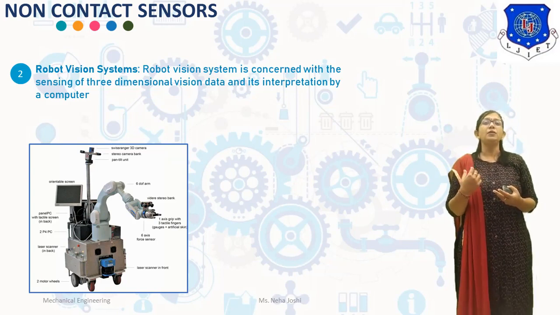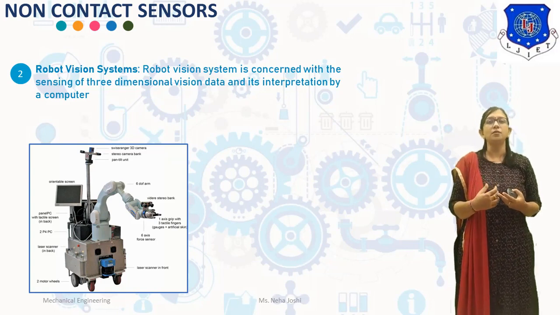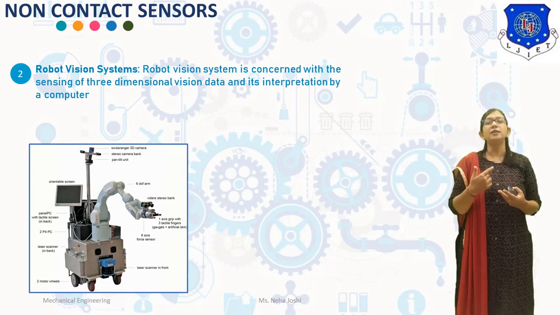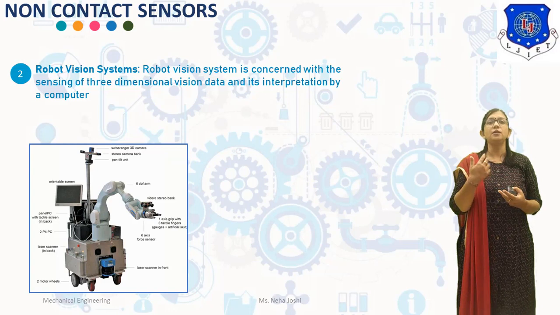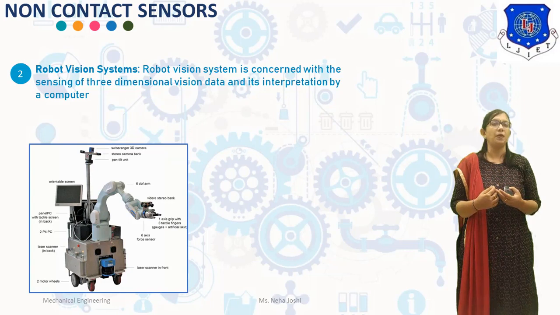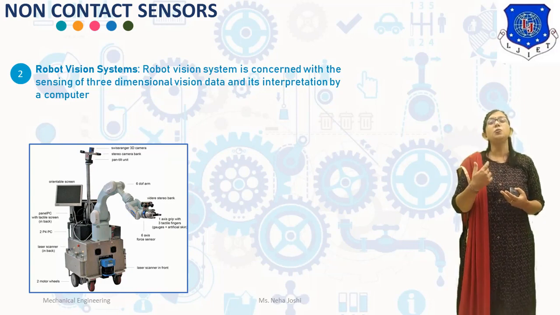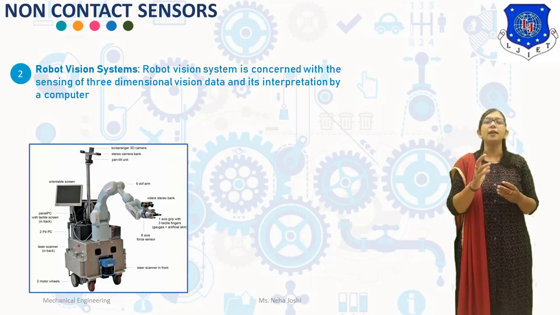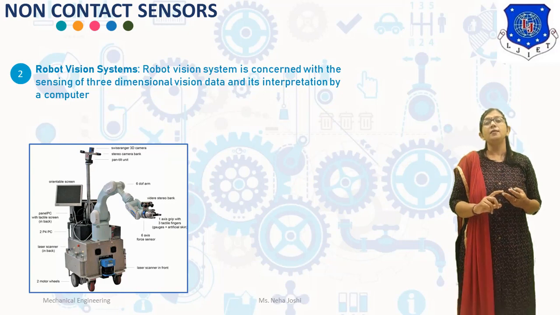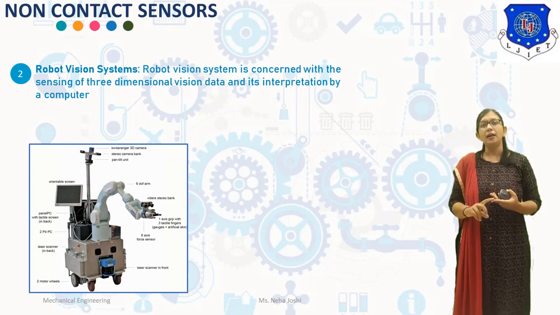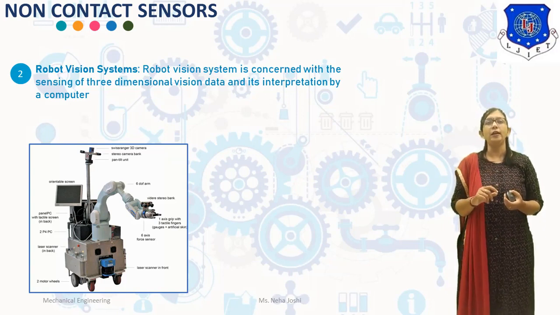Now, the application of the robot vision system is divided into three parts. First function is sensing and digitizing the image data. In this process, the visual image taken by the camera is typically digitized and stored in the computer memory. The next one is image processing and analysis. The digitized image is subjected to image processing and analysis. And the last function is the application. The applications of the robot vision system include inspection, part identification, location and orientation. Okay, so this is a robot vision system.